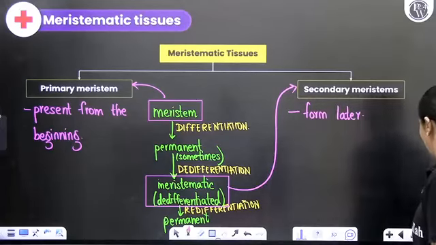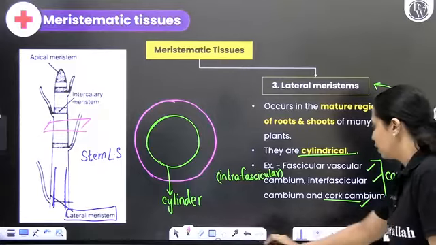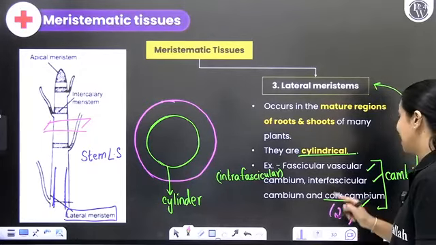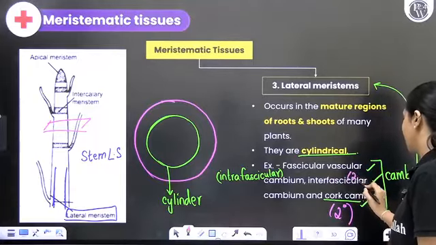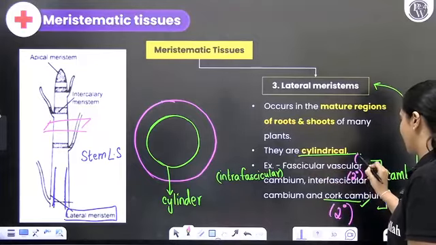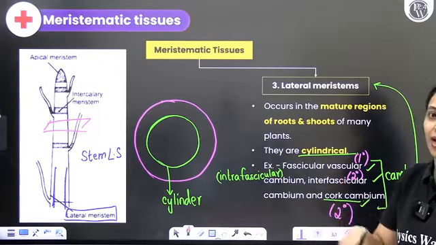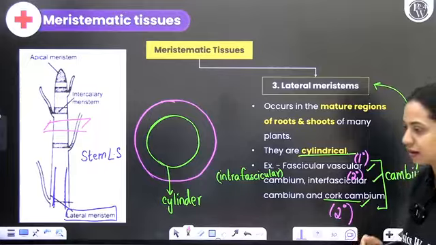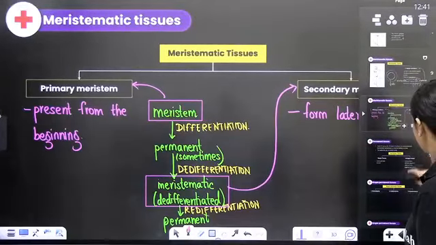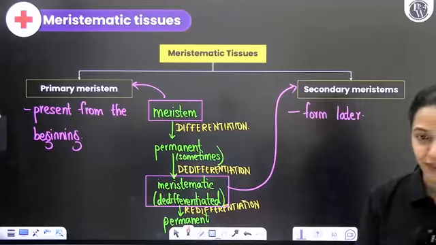Okay. So basically your cork cambium is secondary meristem. It forms because of de-differentiation. Interfascicular cambium forms by de-differentiation, that is secondary. Intrafascicular cambium is primary meristem. Okay, more about it as we go on. After I tell you about vascular bundles, I will explain. Okay. So that's about your meristematic tissue. Let me know if you have any doubts.